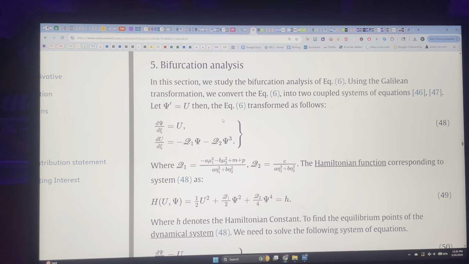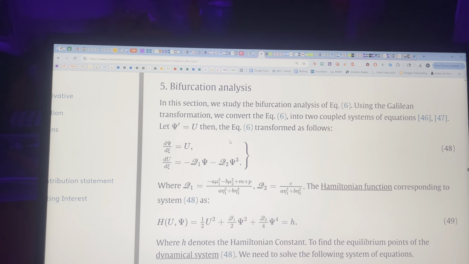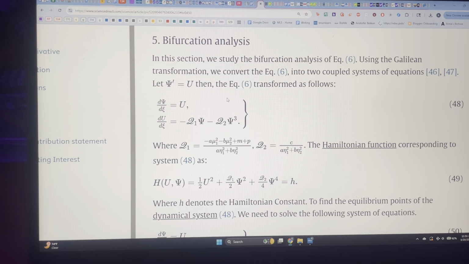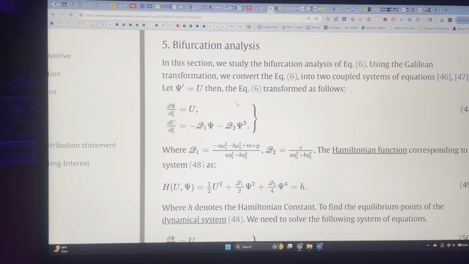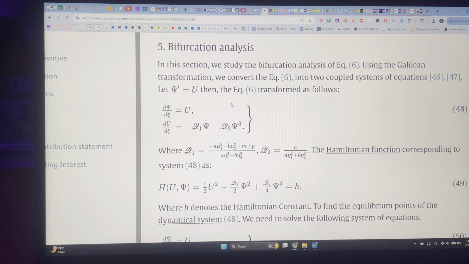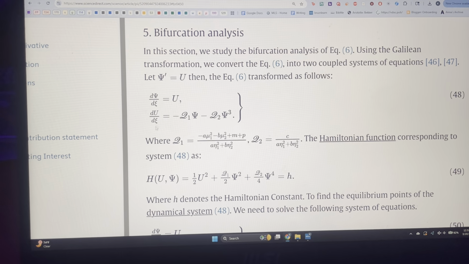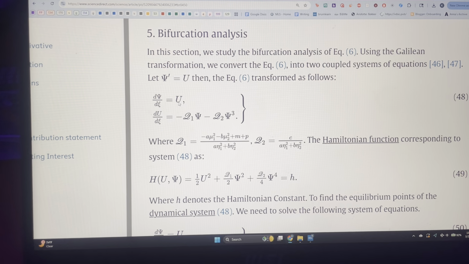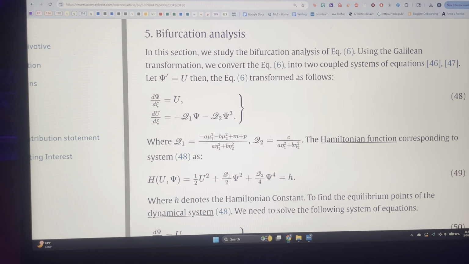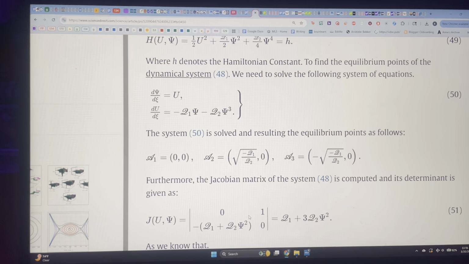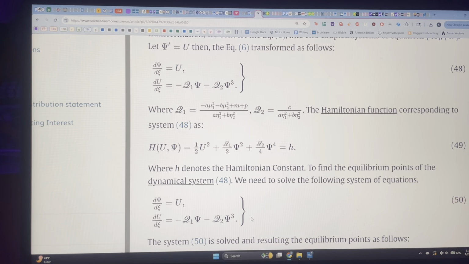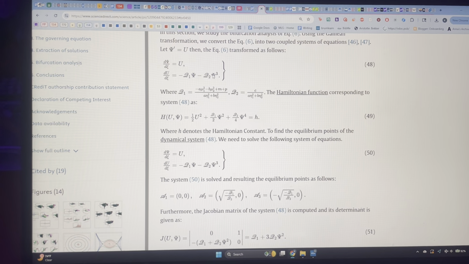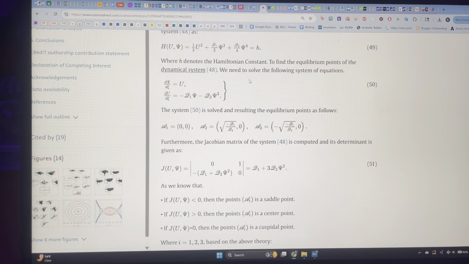Now this paper was really complicated. I admit that I don't understand a lot of it, but roughly this is the amplitude, this is the change in the amplitude from what I gather, and standard bifurcation theory can be applied to this equation. This is simplified a lot from the governing equation that is first presented.